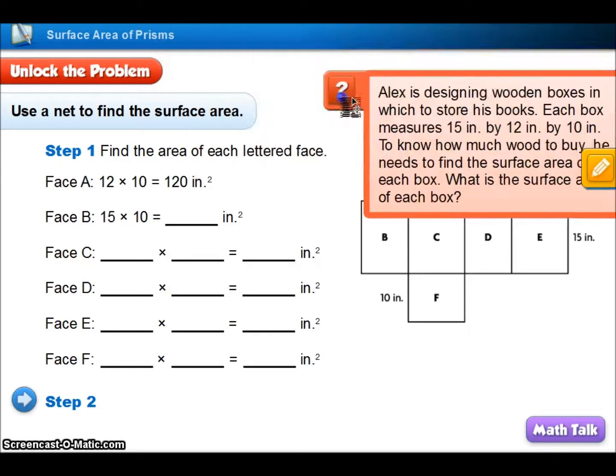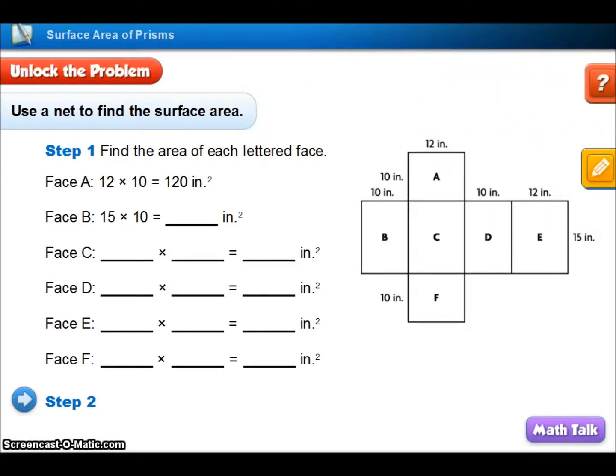So, in order to find surface area, we're going to use what's called a net. A net is like taking a box, cutting down one side, and just flattening it out. Notice we have 6 sides: sides A, B, C, D, E, and F. We're going to find the area of each of those shapes.